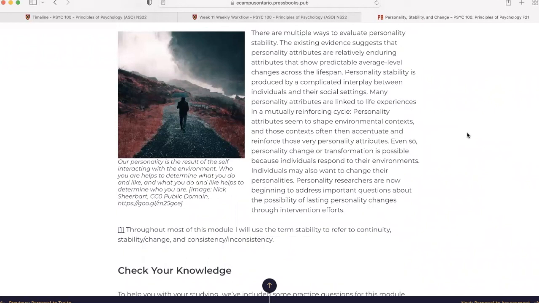Even so, personality change or transformation is possible because individuals respond to their environments. Individuals may also want to change their personalities. Personality researchers are now beginning to address important questions about the possibility of lasting personality changes through intervention efforts.